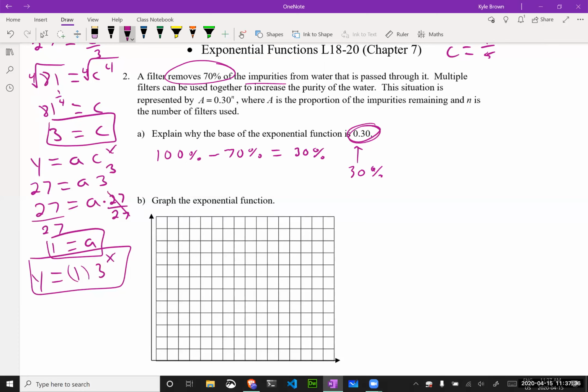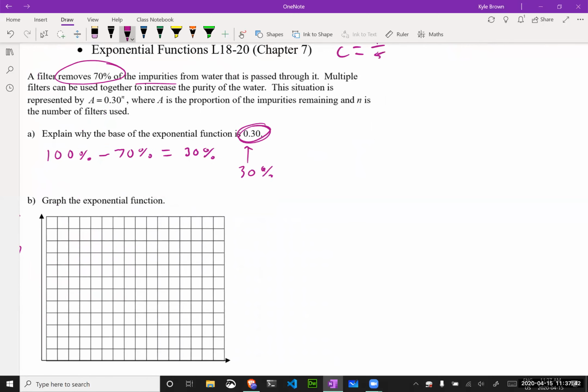So in the end, the general way of stating this is you'd say y is equal to that a value again, which we don't know, times 1, like 100% minus 70%, to the power of x. So y is equal to a, and then this would be 0.3 to the power of x.